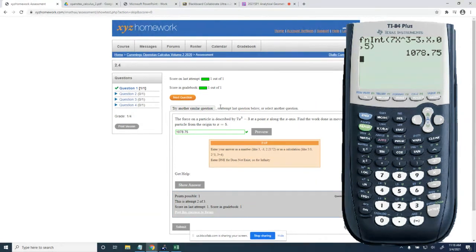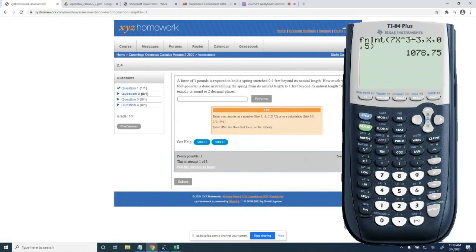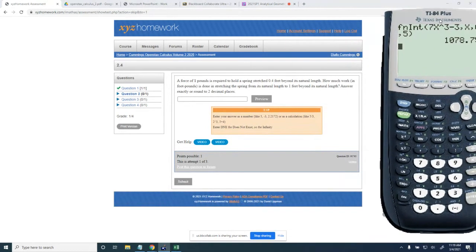All right, so the very first one, even though there wasn't a video, it's sort of straightforward. We're given a force, we're actually given the force function. We're given the limits, and we simply put that in our work formula and integrate. All right, now problem number 2 is slightly different.